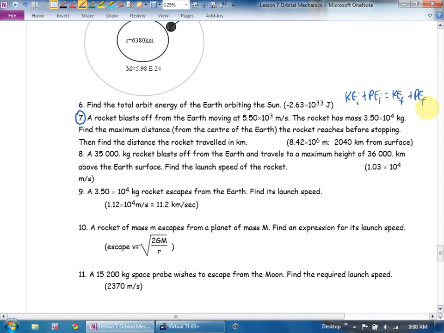What would your final kinetic be? Because it says before stopping. But none of the rest of these will be zero. Make sure you use the cosmic potential energy. Eight is good. Same idea as number seven.